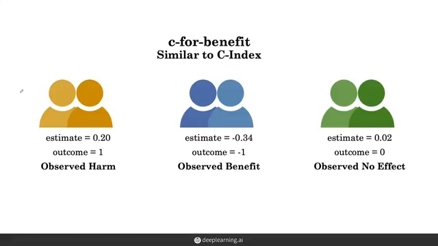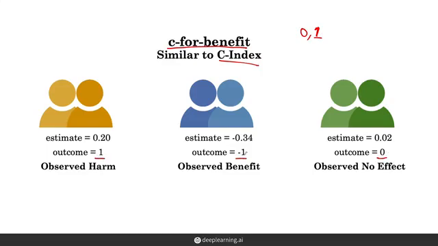We can compute whether the higher predicted benefit actually corresponds to a higher observed benefit using a method called the C for benefit. The C for benefit is similar to the C index you've seen before. This time, rather than deal with binary 0 or 1 outcomes, or time to event outcomes, we have three possible outcomes: 1, -1, and 0. Keep a careful eye out for the signs here.